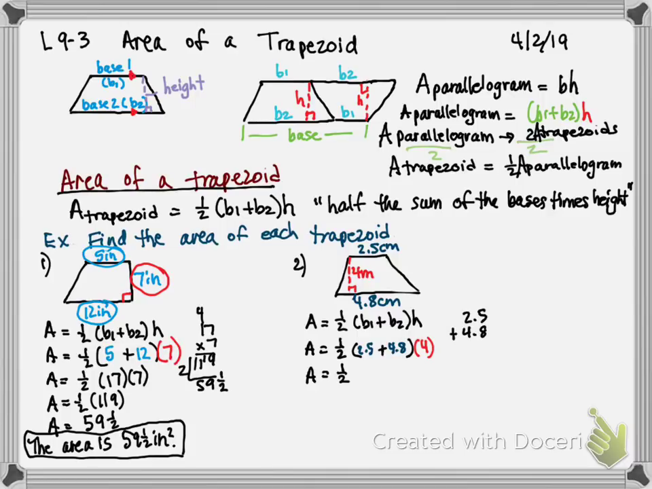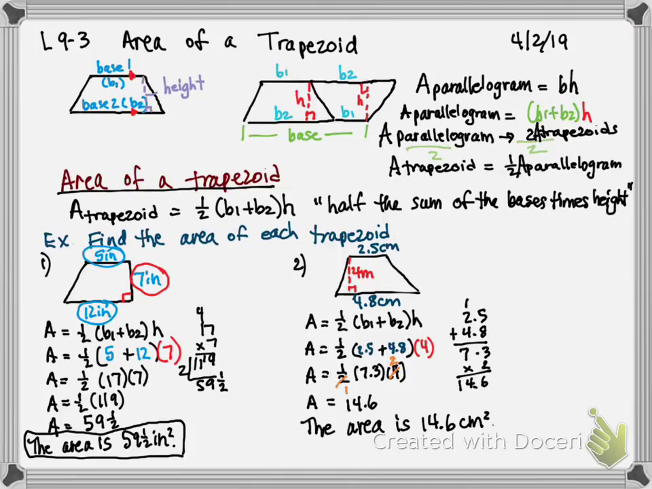So I can do that off to the side. 2.5, 4.8, line up the decimal points. Bring down that decimal point. I get a 13. I get 6 and 1 is 7. So I have half of 7.3 times 4. Well, this time, I actually do have a number I can take half of. So I'm going to take half of the 4. 2 goes into itself once and into 4 twice. So now what I'm left with is multiplying 7.3 times 2. So I'm going to do that off to the side here. So I get 6 and 14 and one digit after the decimal point. So I get 14.6. So you would say the area is 14.6, and we would be squared centimeters.